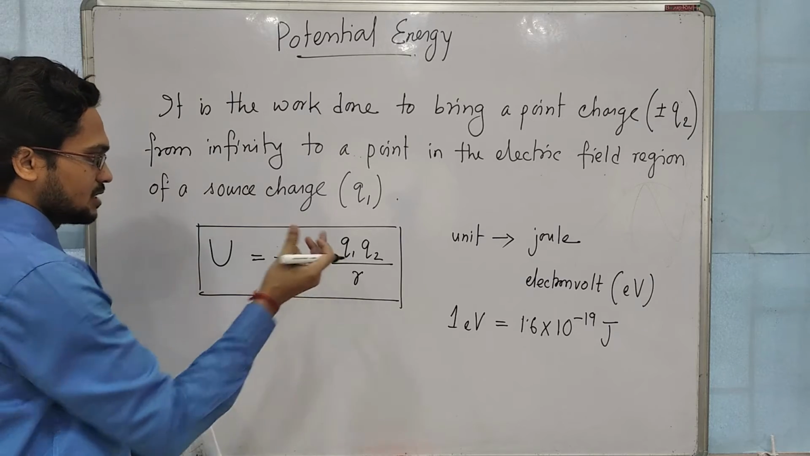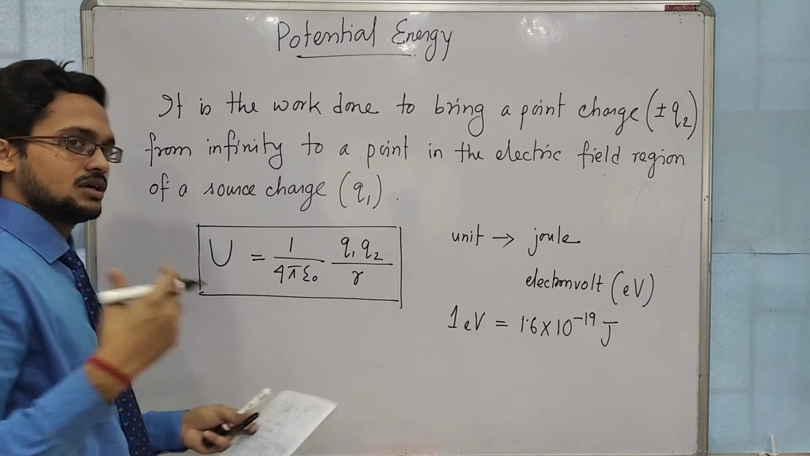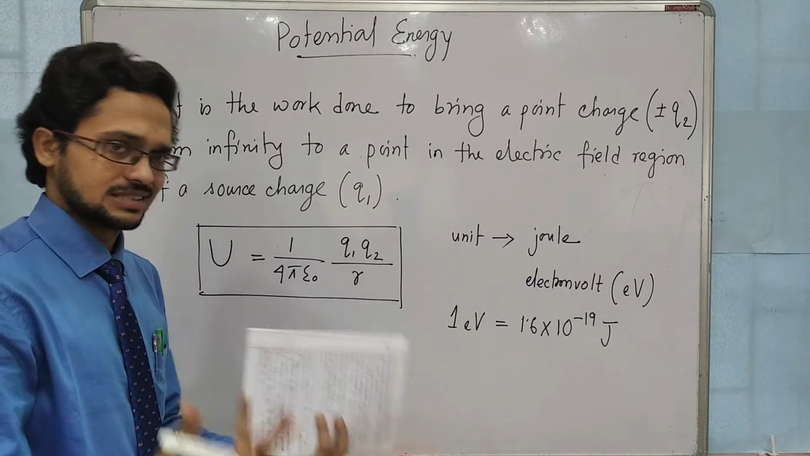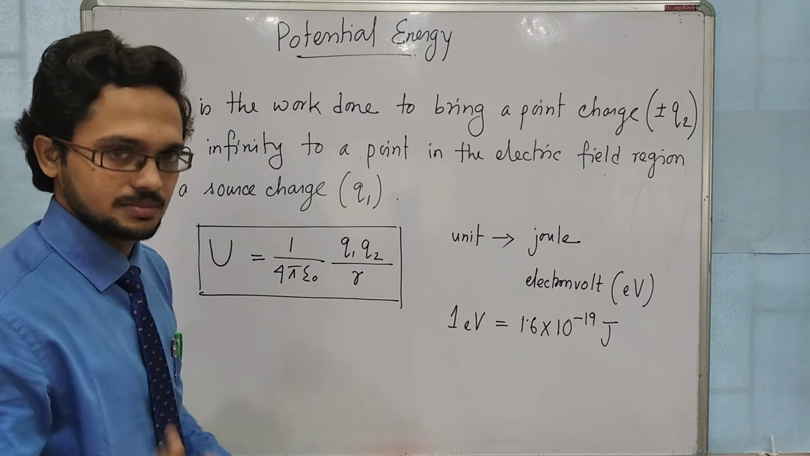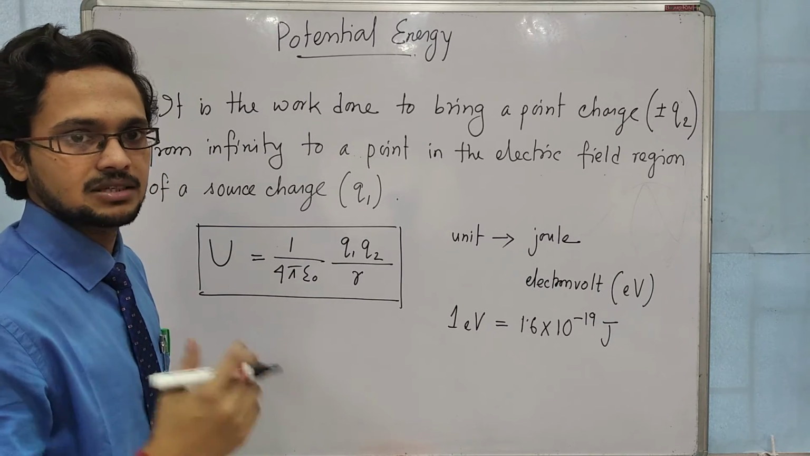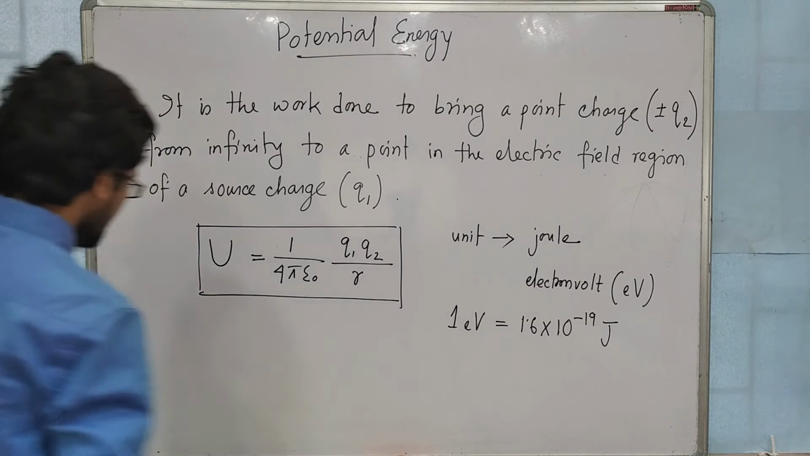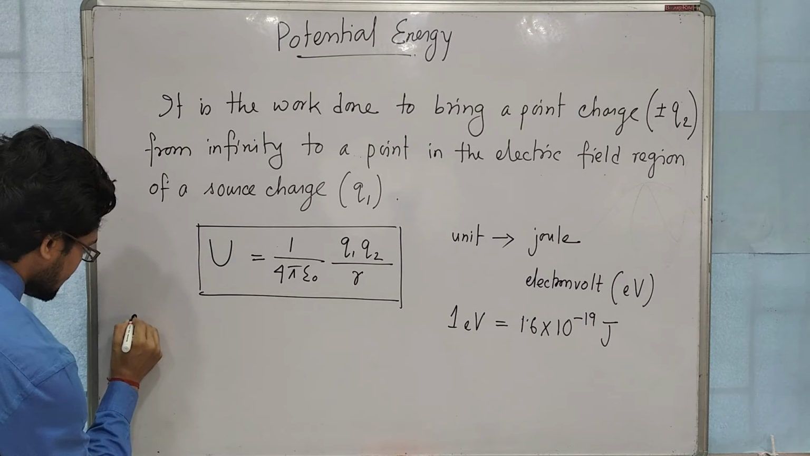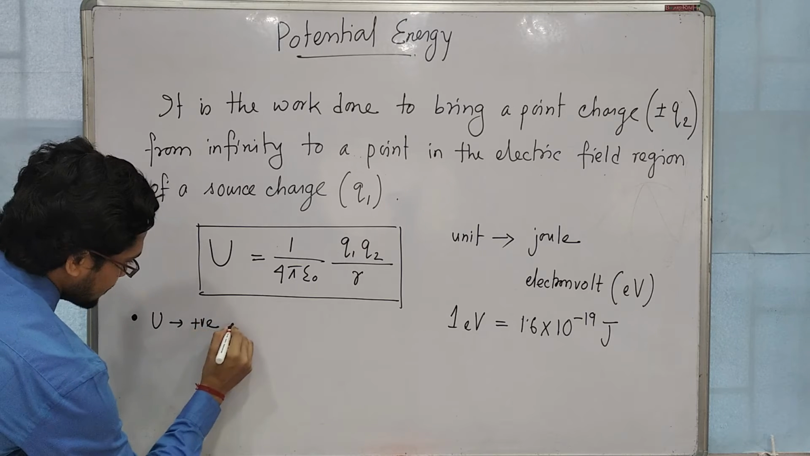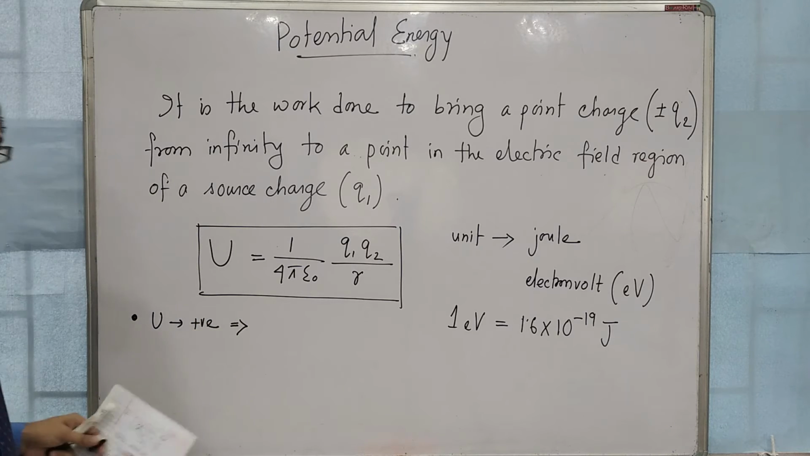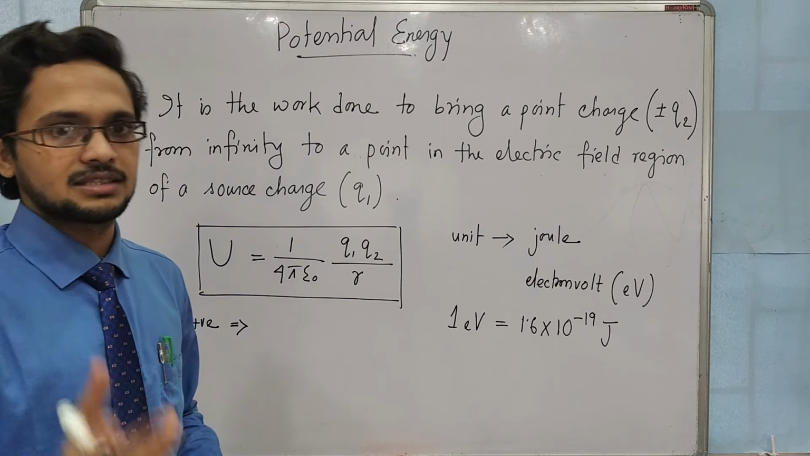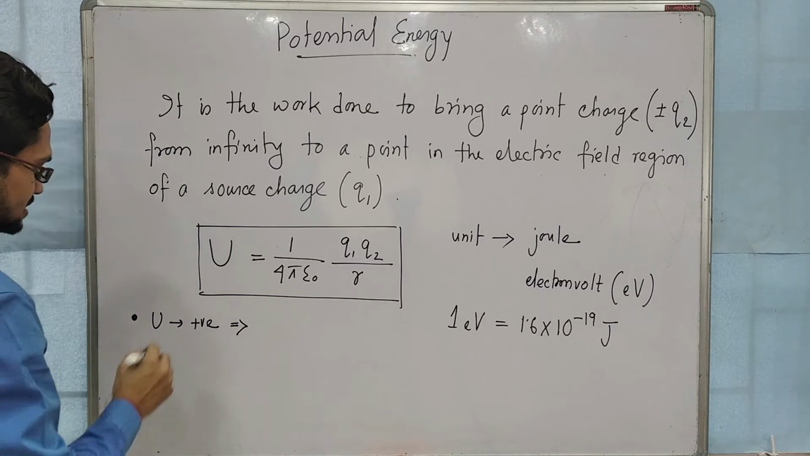If we consider plus minus sign, then U can be positive, U can be negative, potential energy can be positive or negative. So what does this mean? If U is positive, positive potential energy means the energy stored in the system of charges.